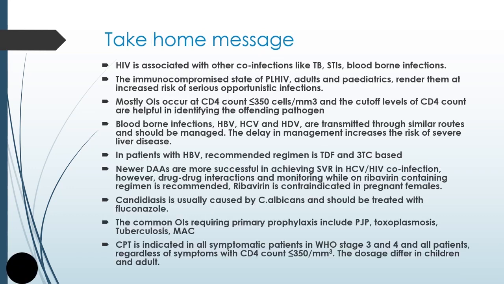HIV is associated with other co-infections like TB, sexually transmitted infections, and bloodborne infections. The immunocompromised state of people living with HIV, adults and pediatric population, renders them at increased risk of serious opportunistic infections. Mostly opportunistic infections occur at a CD4 count less than or equal to 350, and the cutoff values of CD4 count are helpful in identifying the offending pathogen and deciding the preventive therapy.